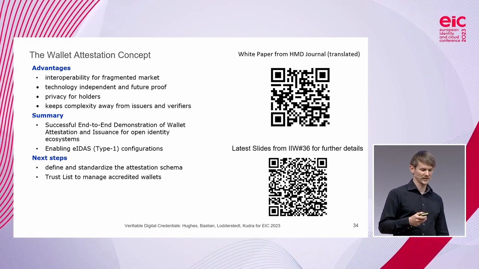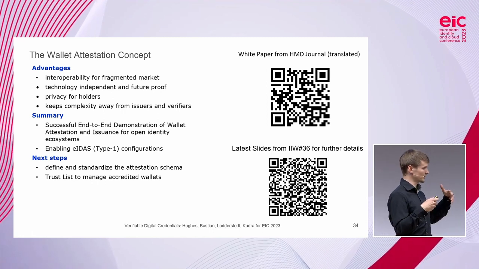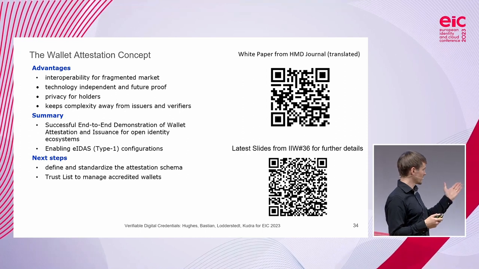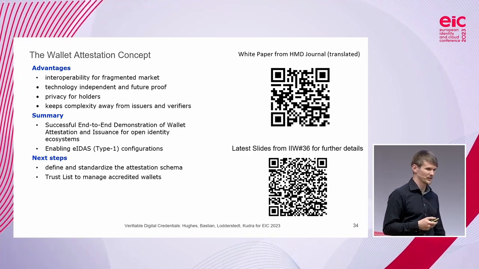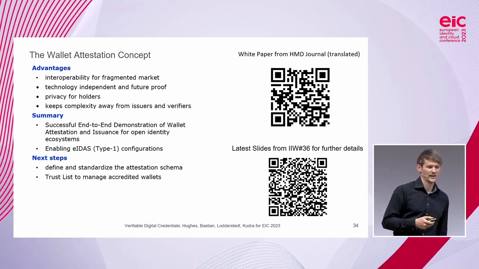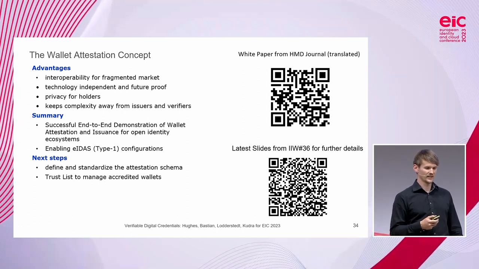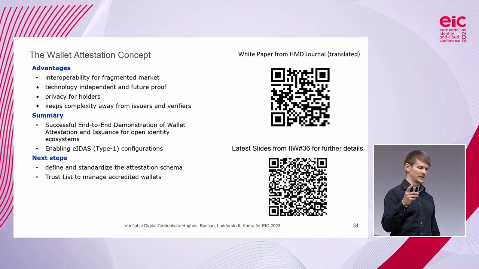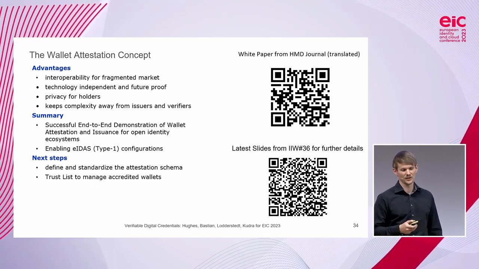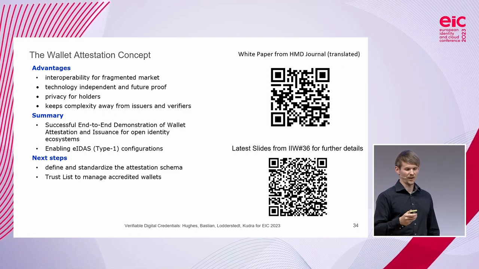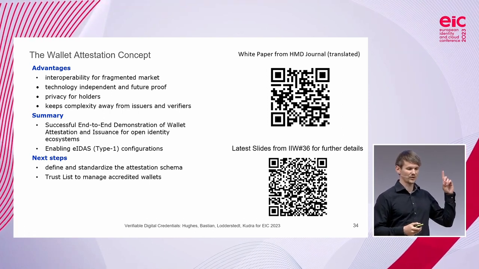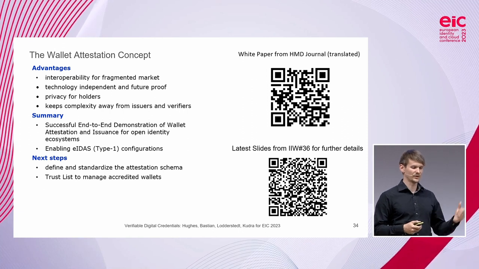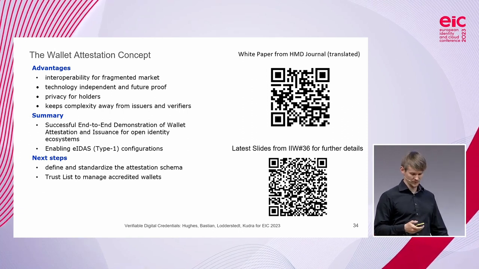And the next step is to bring this better into standardization. And we've actually achieved this with the help of Torsten and the OpenID for VCI protocols and the W3C selective disclosure JWTs. If you want to get more information, I've written a white paper in a German journal called HMD. There's an English translation on the upper QR code. And if you want more information, there's also my slide deck from IIW in the lower QR code.